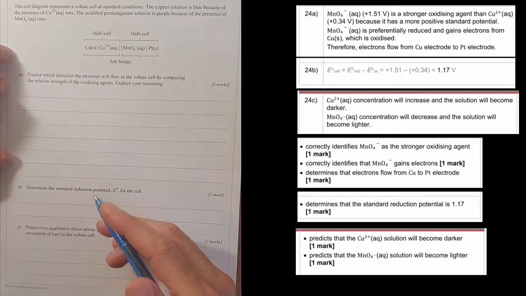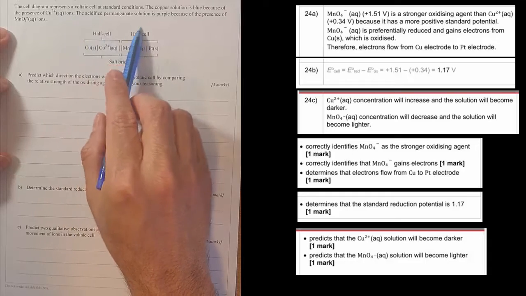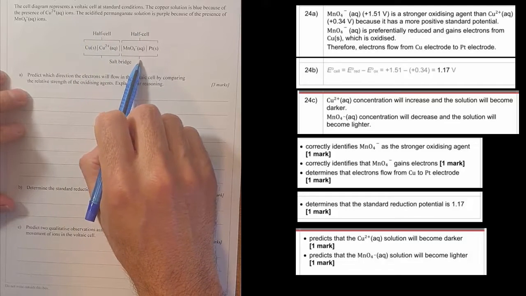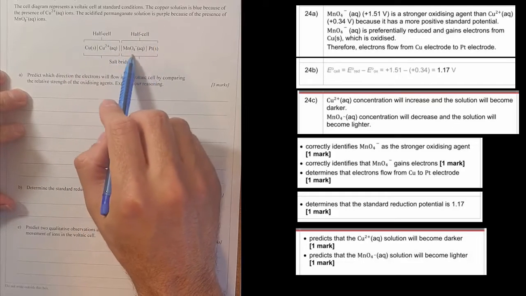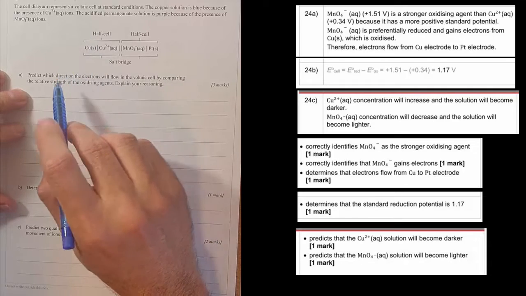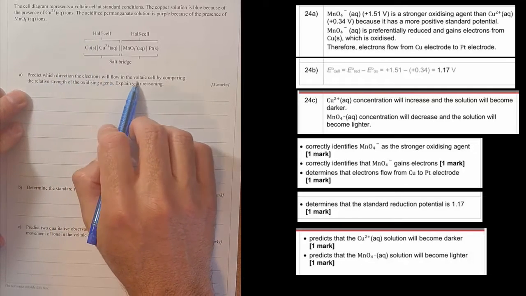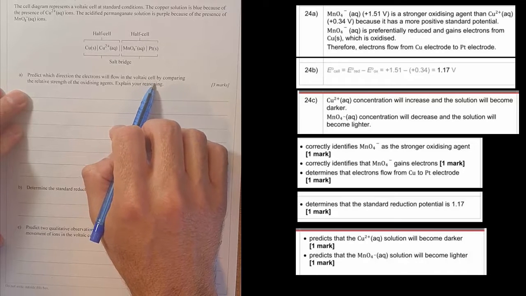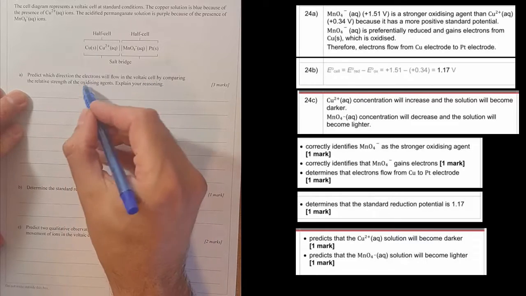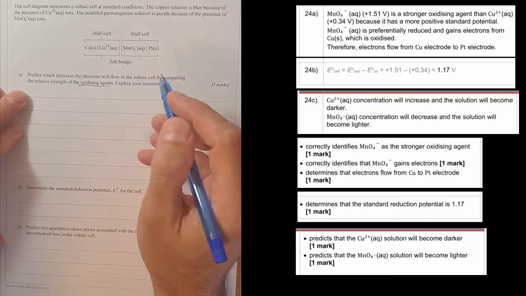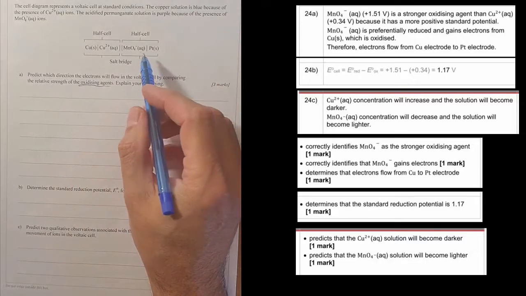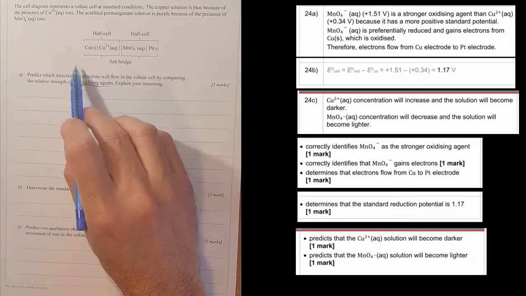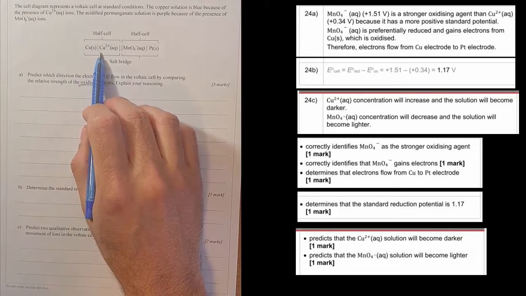Okay, question 24. We've got this thing going on. Manganese is purple, copper's blue. We know that already, hopefully. Predict in which direction the electrons will flow. It's voltaic. Comparing the strength of the oxidizer, so you need to make mention of that word. Explain your reasoning. So we always put the half cells in there.